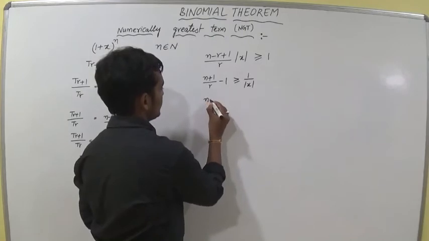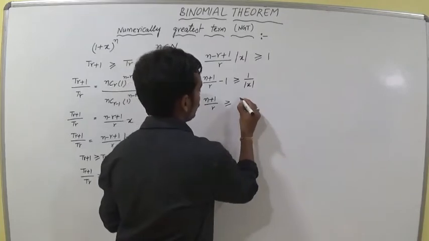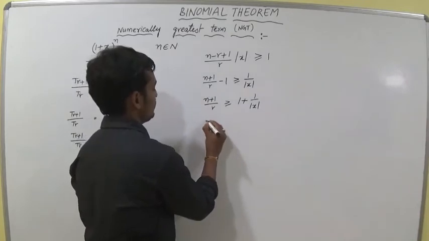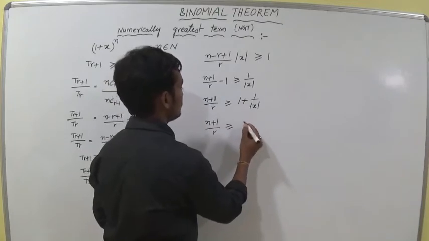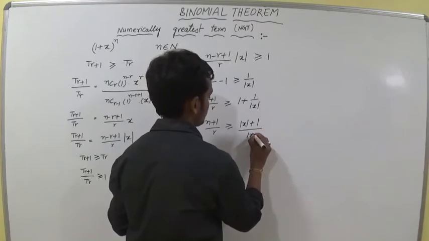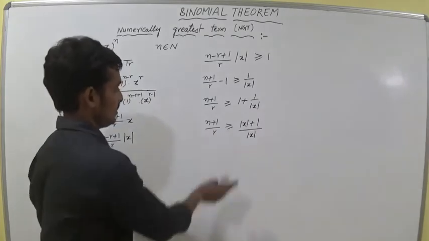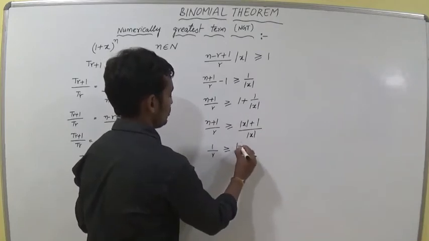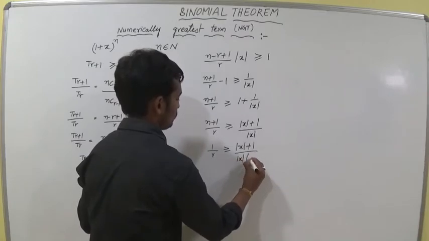That means (n plus 1) by r is greater than or equal to 1 plus 1 by mod x. The same way, (n plus 1) by r is greater than or equal to, I am finding the LCM, that means (mod x plus 1) by mod x. We want the value of r. So now I am cross multiplying. That means 1 by r is greater than or equal to (mod x plus 1) by mod x into (n plus 1).